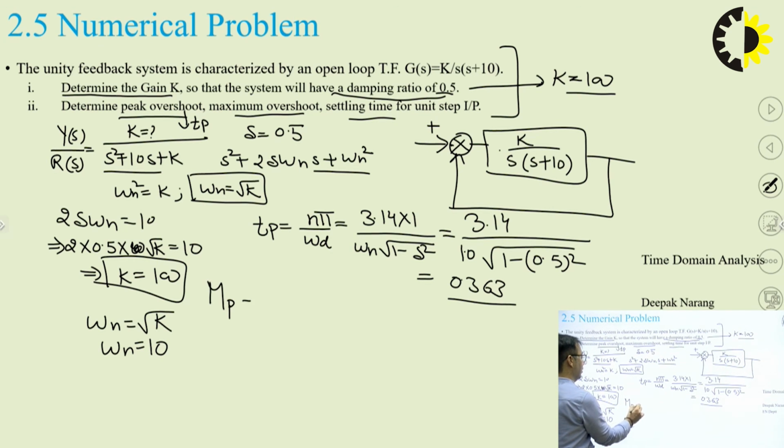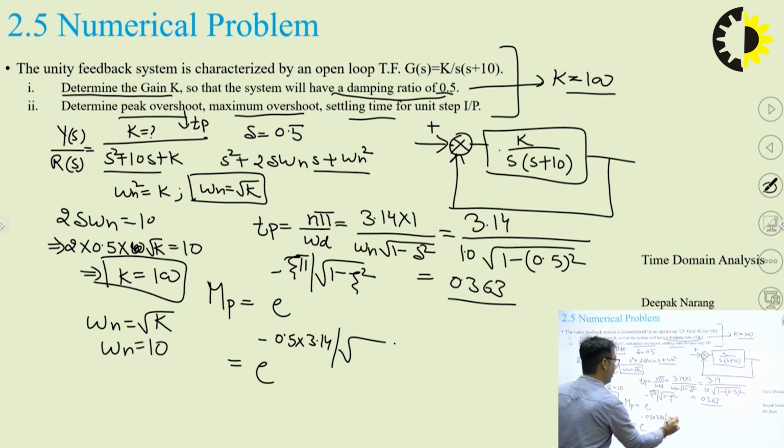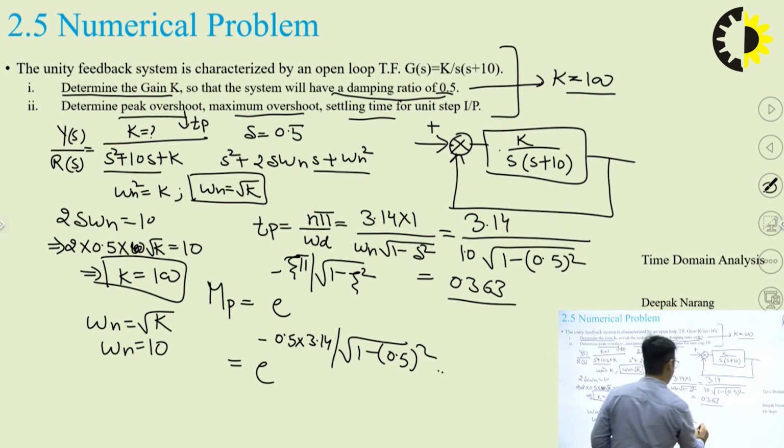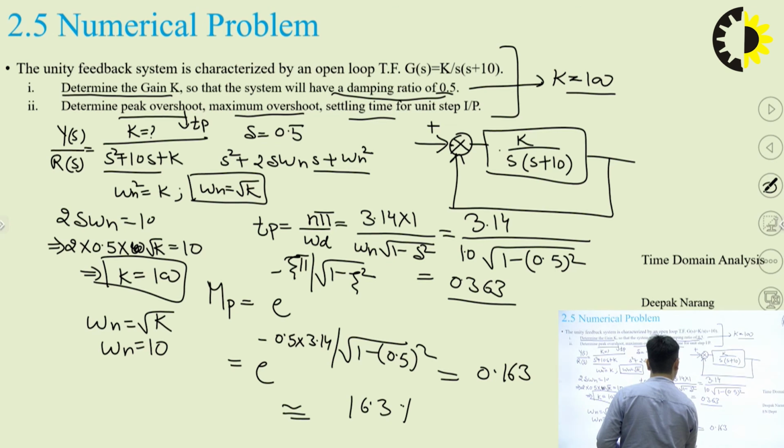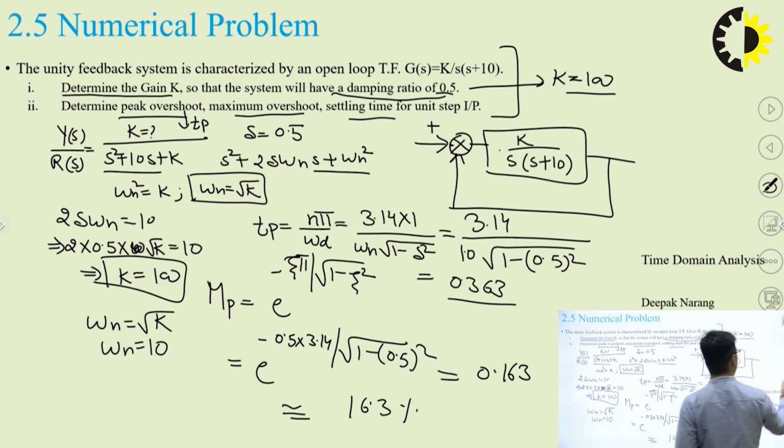Likewise, we can get the maximum overshoot. MP is e raised to power minus delta pi upon square root of 1 minus delta square. So just put in the values: 0.5 into 3.14 divided by square root of 1 minus 0.5 square. So this we get 0.163, or we can say 16.3% maximum overshoot.